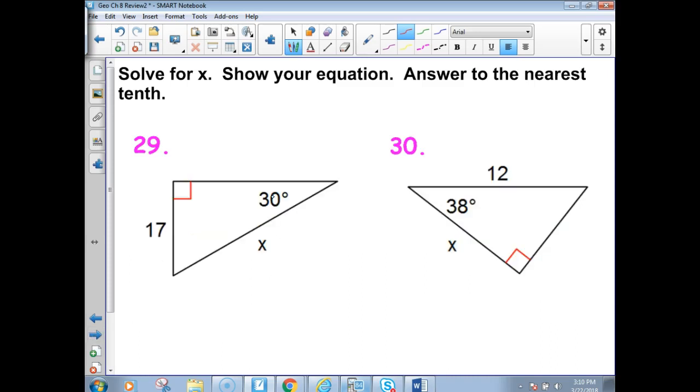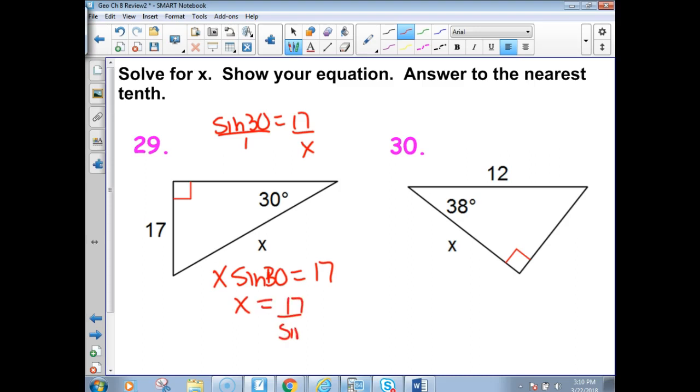Okay, 29, we should have sine 30 is 17 over x. Now this one I would be very careful because this is not multiply because x is on the bottom, guys. So make sure you did number 29 right if you're ahead. You would have x times the sine of 30 equals 17. And then you would divide by sine 30. And you should get 34.